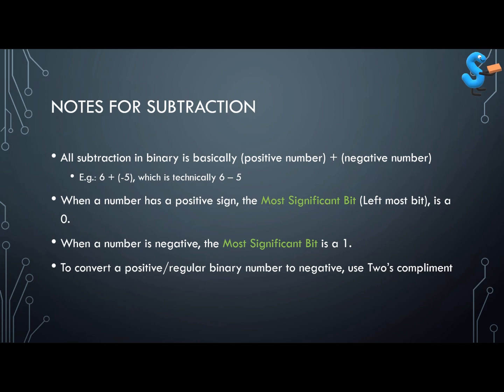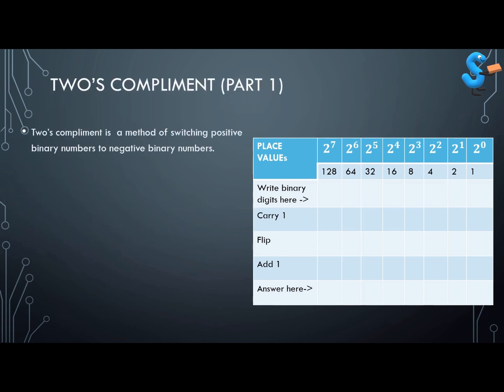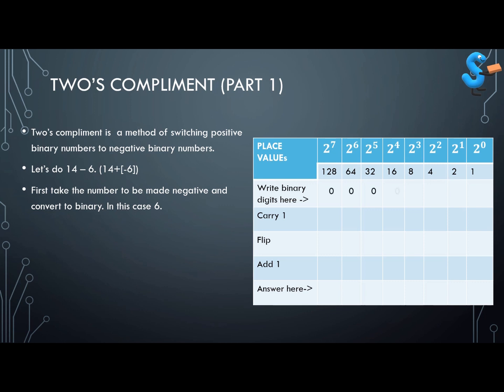To convert a positive or regular binary number to negative, use 2's complement, which is a method I will discuss with you in the next two screens. Okay, here's 2's complement. It's a method of switching positive binary numbers to negative binary numbers. Let's do 14 minus 6, or in other words, 14 plus minus 6. First, take the number to be made negative and convert it to binary, in this case 6, and we'll put it in the table. That is 6 in binary.